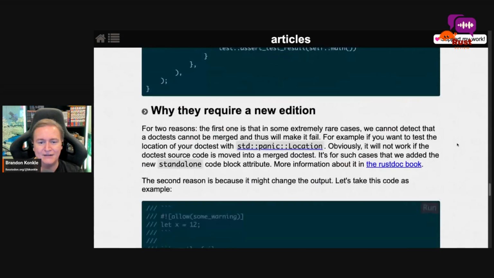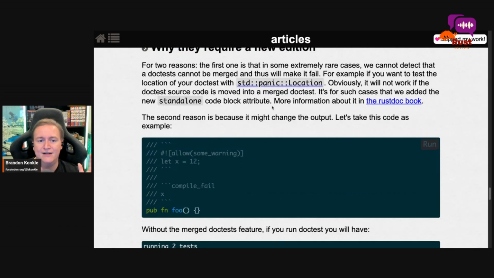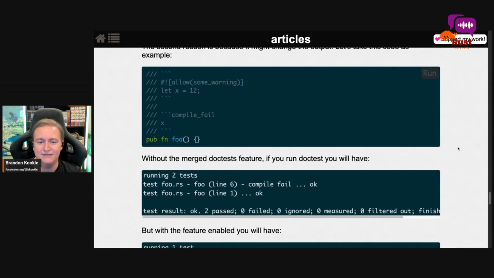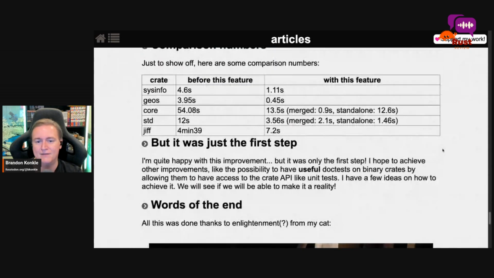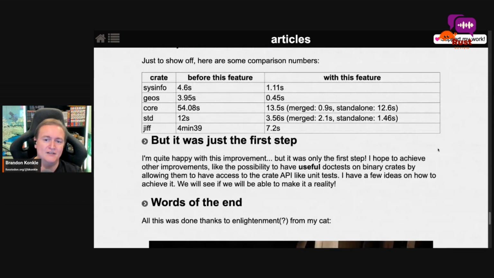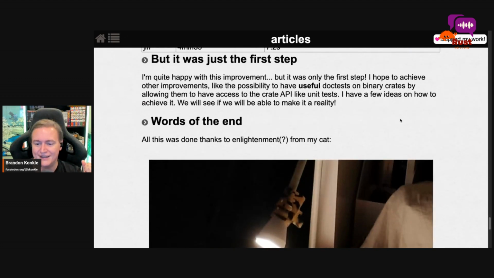He talks about why they require a new edition. He updated the article with this because he realized he didn't give this context. But these doc test changes are going to have to be in the 2024 edition because there are some cases where it wouldn't compile. There are cases where it wouldn't work the way that you would expect with previous editions. So this ensures that you won't have the cases that I've talked about before where code that compiled with Rust before doesn't anymore. That's one of the big things that they work to avoid.